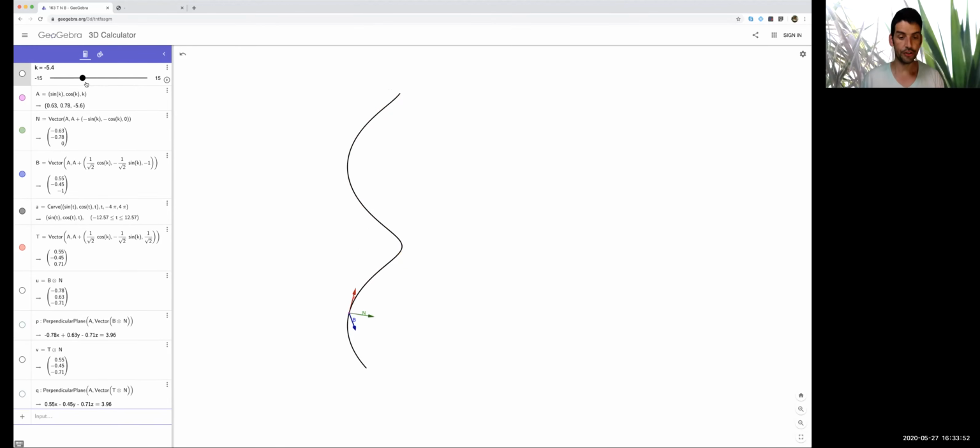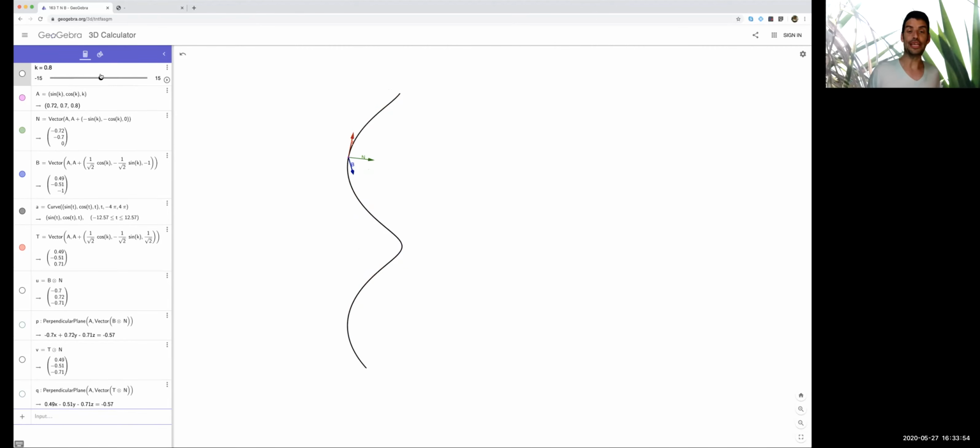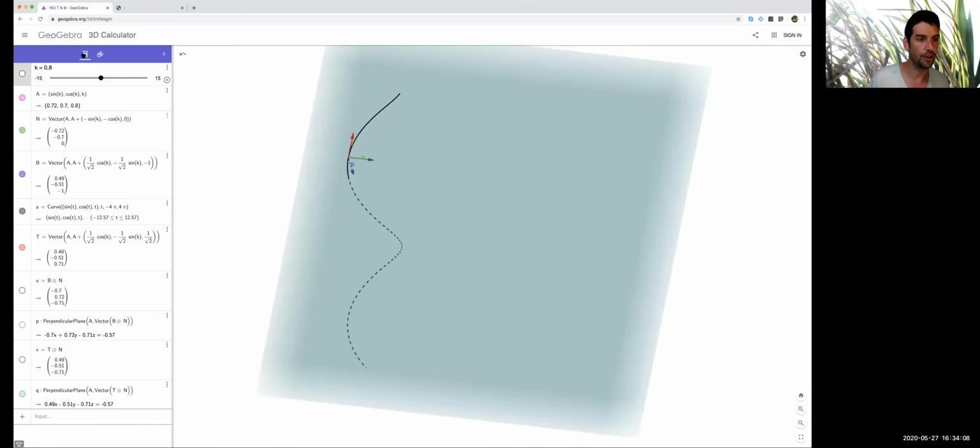Okay, so why do we care about these curves? Well, let me do one more thing before I answer that question, which I won't be able to totally answer, but we'll get some ideas. I just want to show a plane. I think it's this one. So let me move this.